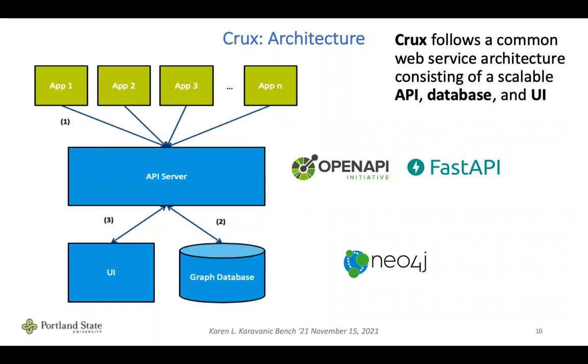The Crux architecture shows that each application that participates in the workflow, which may or may not run concurrently, each connect individually to the API server, which in turn connects to the database and the user interface. This allows you to see the critical path in progress at runtime.